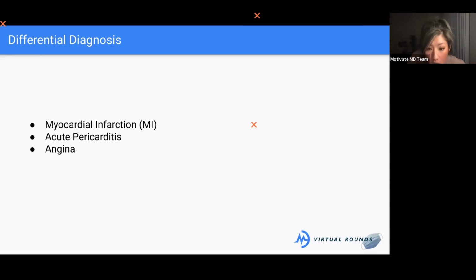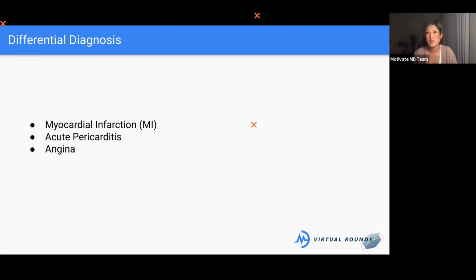Angina's chest pain on exertion. Yeah, perfect. Very good, Vani. So angina means chest pain. We have typical and atypical angina. Angina is basically pain due to lack of blood flow, as she said.